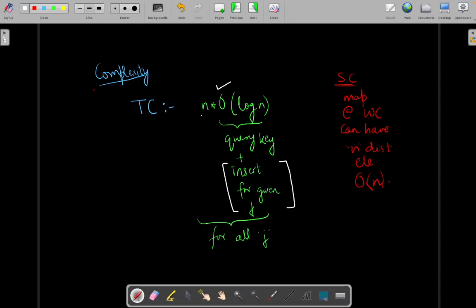And how many times are we doing this? Well, the j iterator goes from 0 all the way through n minus 1. So n times. So overall the complexity will be order n log n, and the space complexity will be order n pertaining to the map data structure.